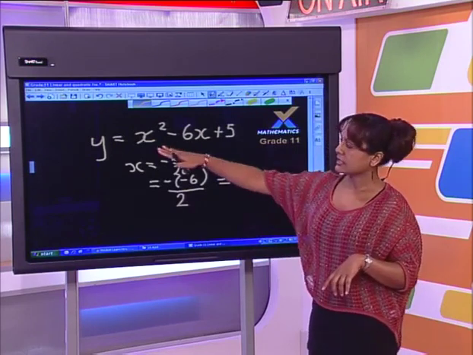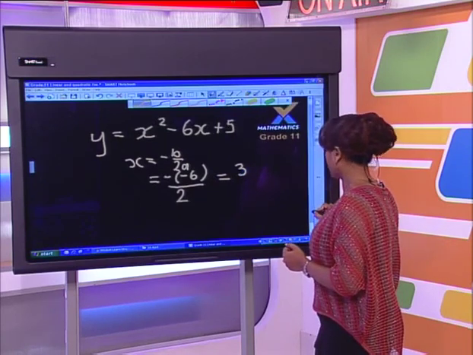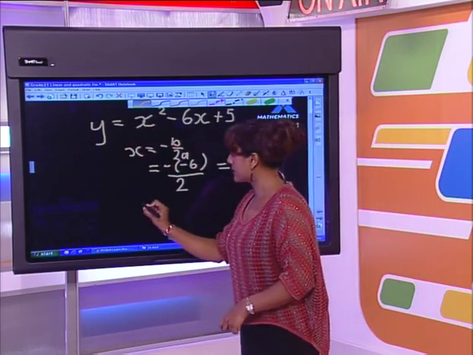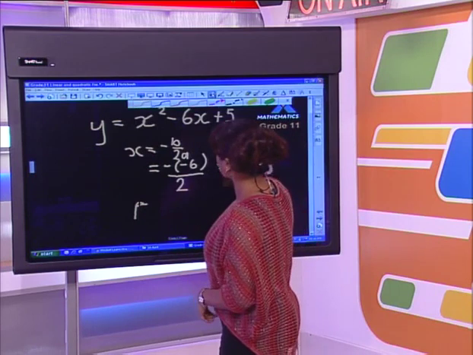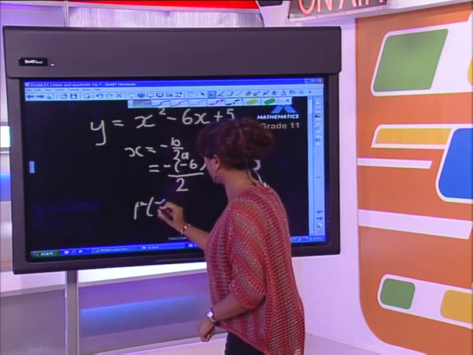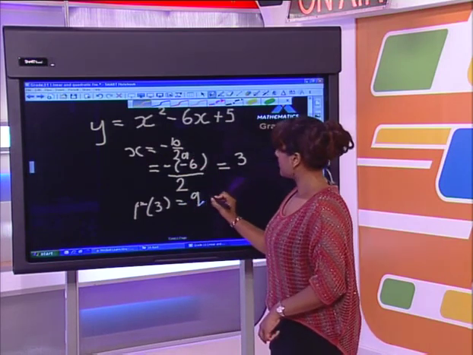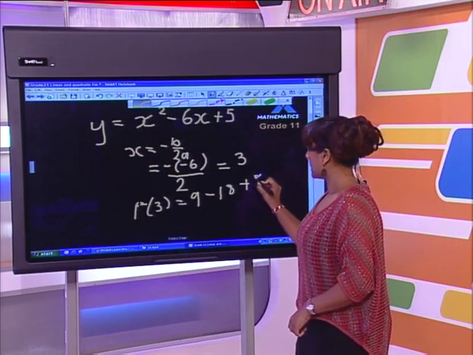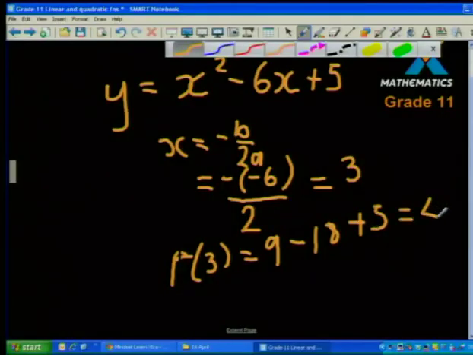At this point, if you are using this method to determine your turning point, you will take that value of 3, substitute it back into your equation, and see what you get. So let's have a look. Remember, I'm putting the 3 into the value of x to see what I'm going to get for the y value of my turning point. All right, so it's going to be 3 squared, which is 9, minus 6 times 3, which is 18, plus 5. 9 minus 18 would give me minus 9. Minus 9 plus 5 is equal to 4.